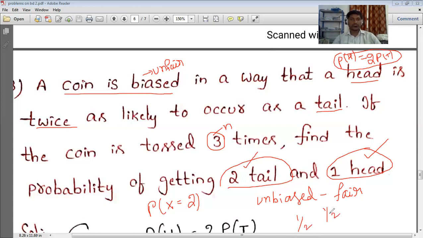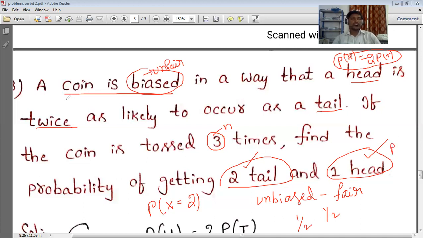So unbiased we said. So for that we can calculate P of x is equal to 8 or P of x is equal to 4 there. But here we are saying the coin is biased. So if we are calculating P of x is equal to 2, we have to choose P as this one and we have to choose this as Q. If we are calculating P of x is equal to 1, we have to choose P as this one and Q is this one. Got it?